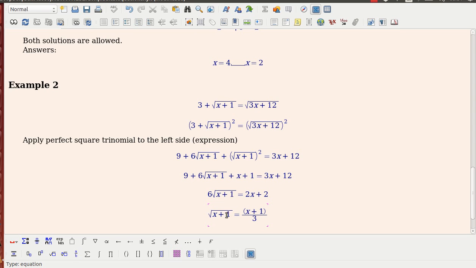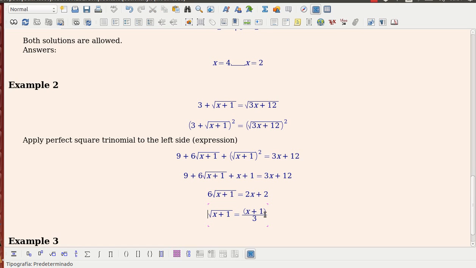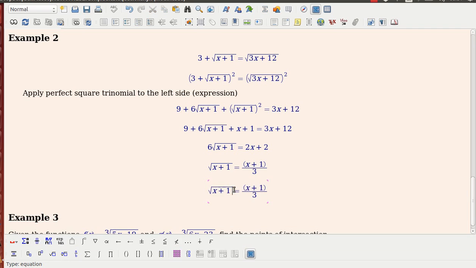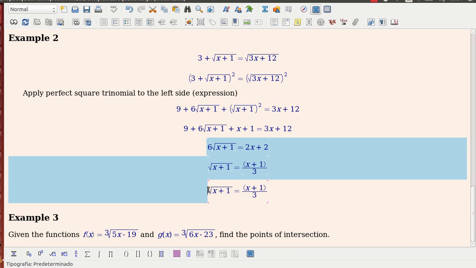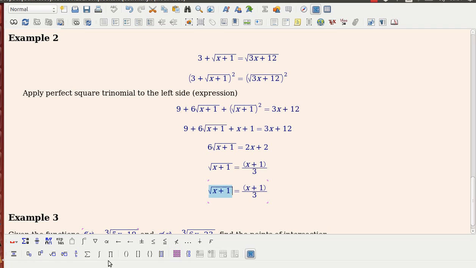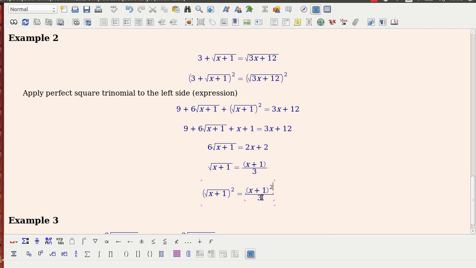Let's raise again to the second power. Why to the second power? Because we have a square root. A square root. So let's raise it to the second power. Remember that if I raise a denominator to the second power, I can apply properties of exponents.